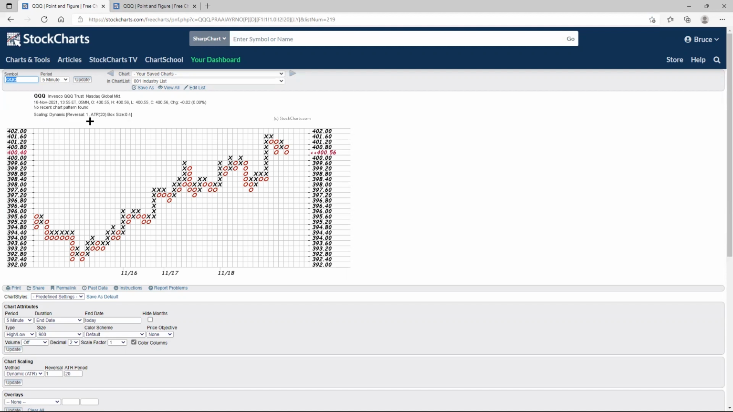0.4 scaling, one box reversal, 5-minute point and figure. So you can run these point and figures in all different time frames. You just have to know the proper scaling features to be able to get the granularity of the types of charts that you want to look at.